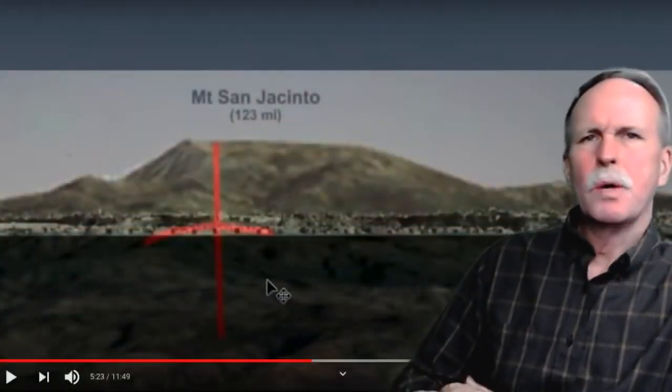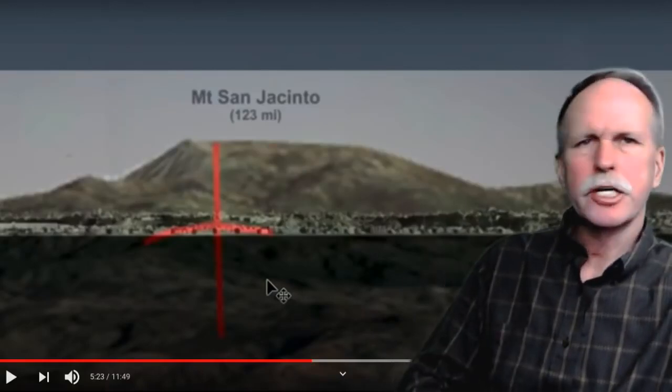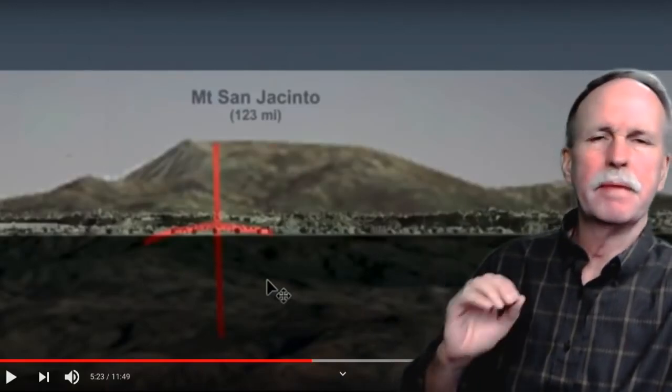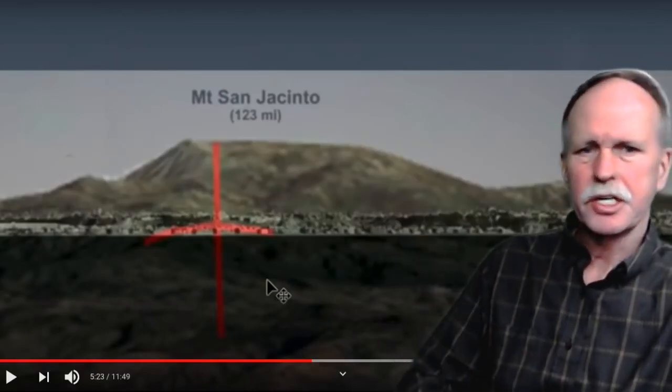Now, the next black swan comes from J. Tolan Media 1, and that's his famous infrared shot of Mount San Jacinto from Malibu, California, 123 miles away. And here we see it.